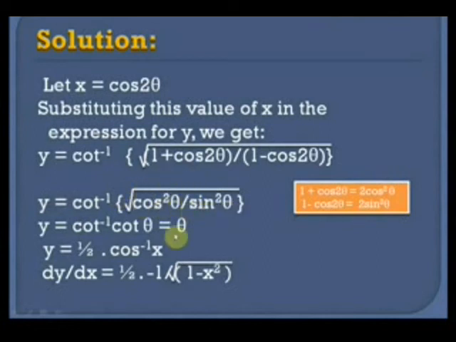Now cos square theta by sin square theta is nothing but cot square theta, and under root of cot square theta is cot theta. So y is equal to cot inverse of cot theta. Now cot inverse of cot theta is nothing but theta. So y is equal to theta. But we also know that x is equal to cos 2 theta. So theta would be equal to 1 by 2 cos inverse x. Thus dy by dx is equal to 1 by 2 into minus 1 divided by under root of 1 minus x square. Thus we get the expression for dy by dx.